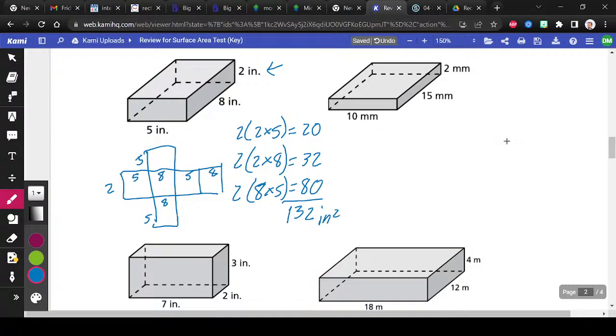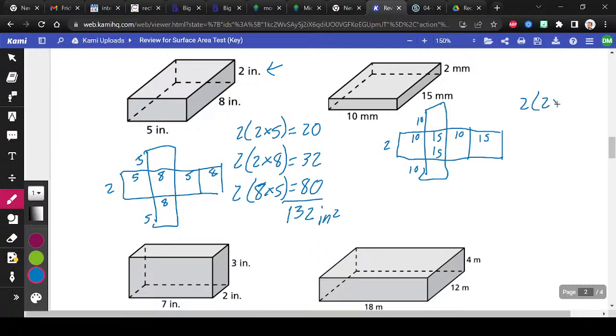Over here, we have 2, and we have 10 and 15 and 10 and 15, and then 15 and 10 and 15 and 10. So we have 2 times 2 times 10. We have 2 times 2 times 15. And we have 2 times 10 times 15.